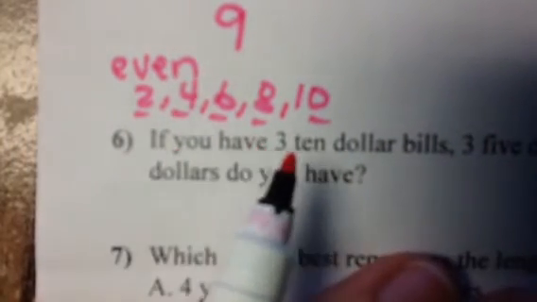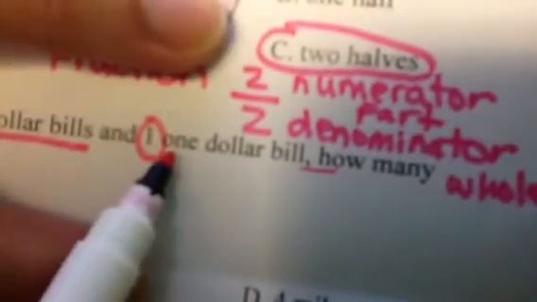Okay, let's look at number 6. Number 6 says, read it with me. If you have 3 $10 bills, 3 $5 bills, and 1 $1 bill, how many dollars do you have? Okay, let's read it. And let's do what? Circle our important facts. If you have 3 $10 bills, and what else? 3 $5 bills, and what else do we have? And 1 $1 bill.